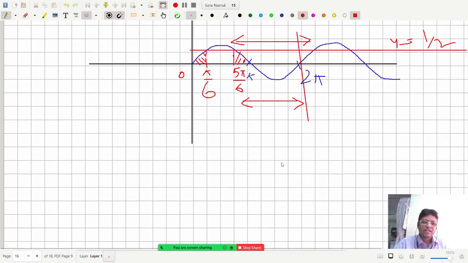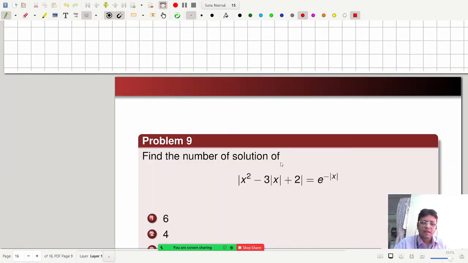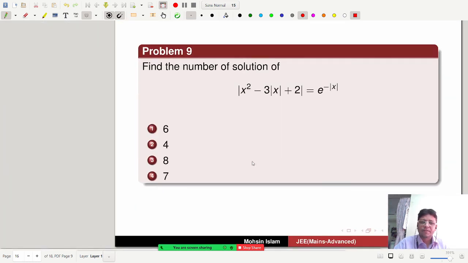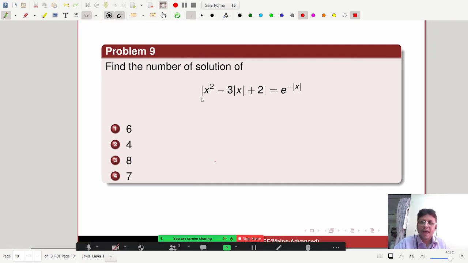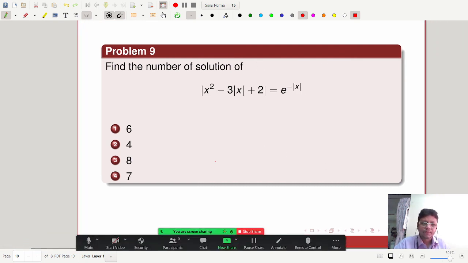Okay. Let's come to the last problem today of my presentation. Yeah, that's a very fantastic problem. This is not trigonometric, but you have an exponential and you have a quadratic here.